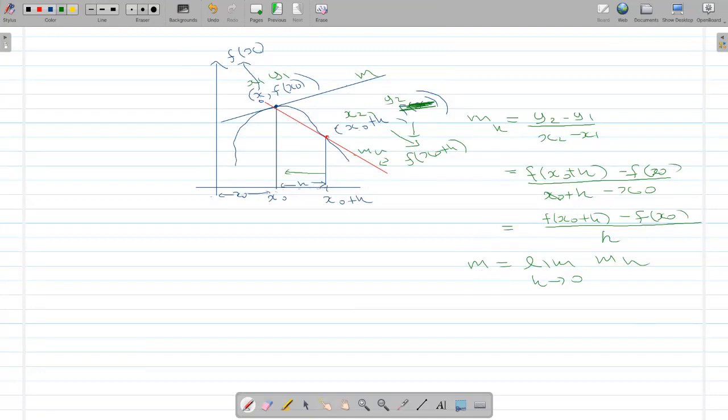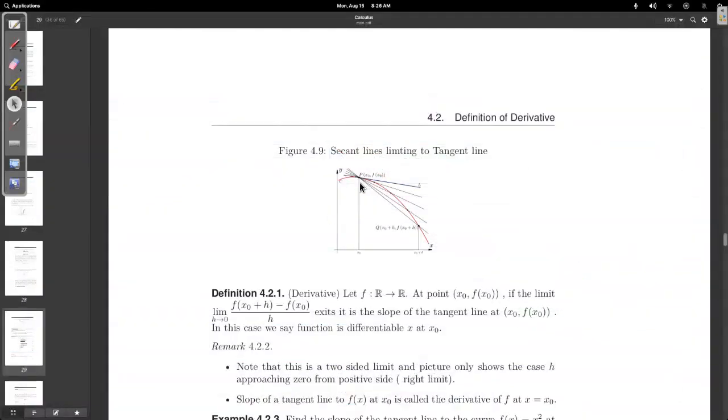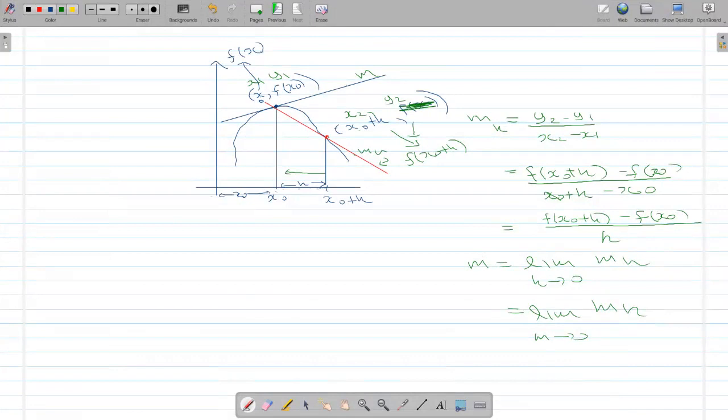So that means the slope of the tangent line is the limit of the slope of the red line when h goes to 0. Okay, so the limit of these red lines, when h goes to 0, gives the slope of the tangent line.